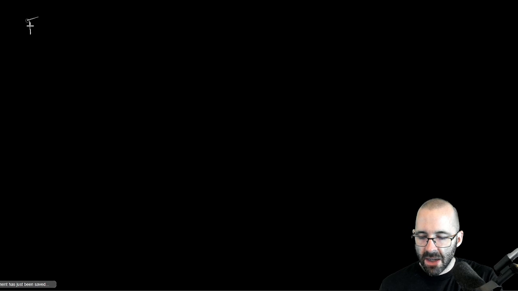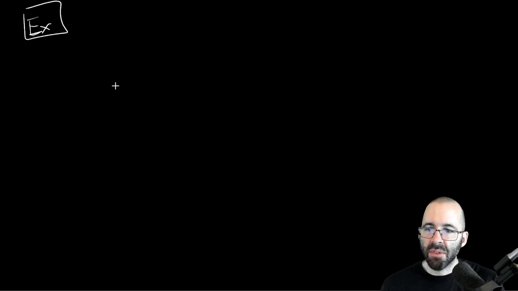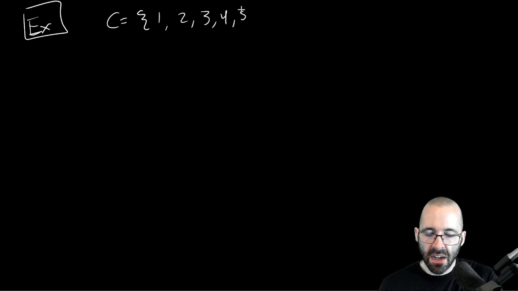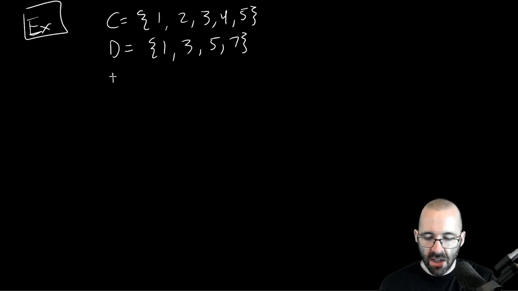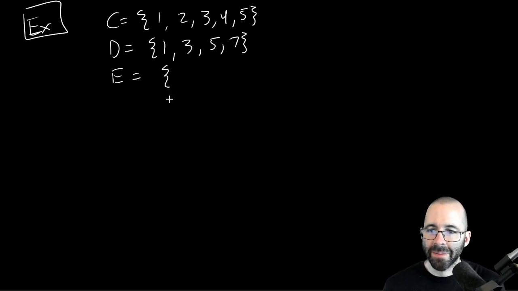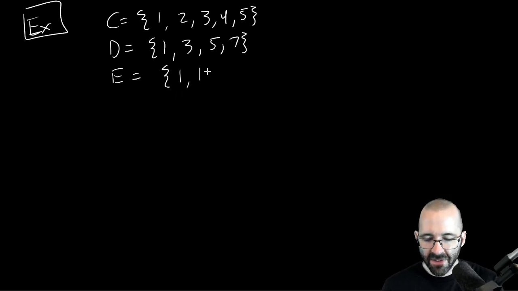So, example, let's use the C and the D from before. So remember C was just the numbers 1, 2, 3, 4, and 5. Let's say D, remember, was 1, 3, 5, 7. And let's introduce a new set E. Let's have E be, what do I want E to be? I wrote it down somewhere. 1, 10, and 100.